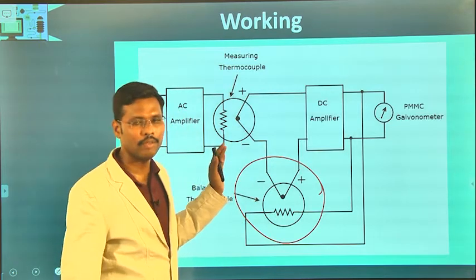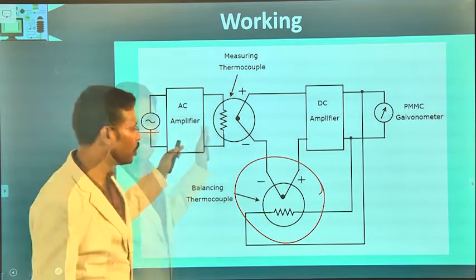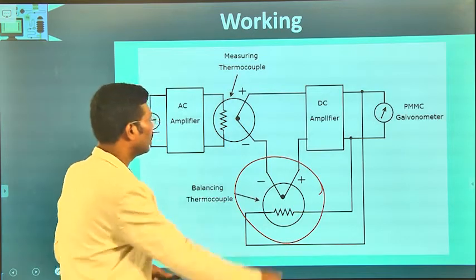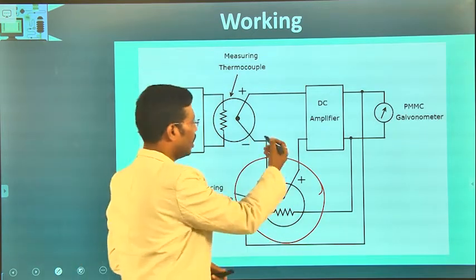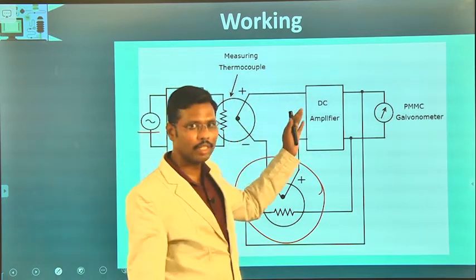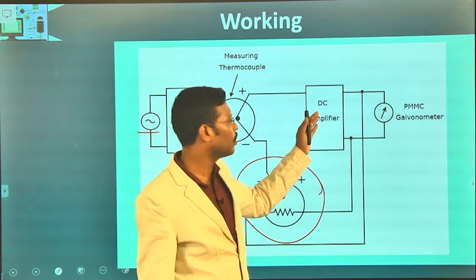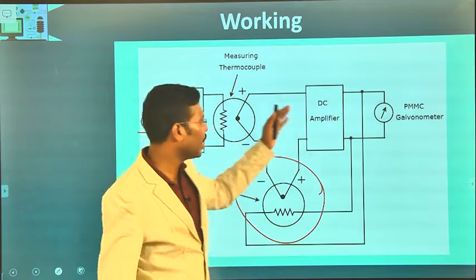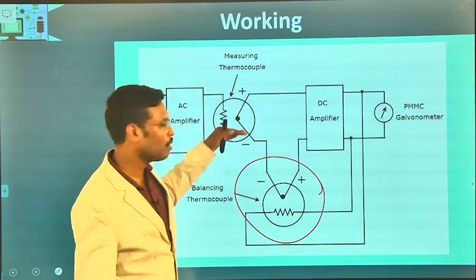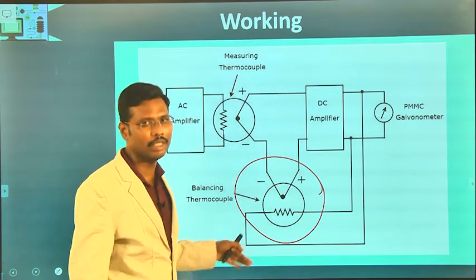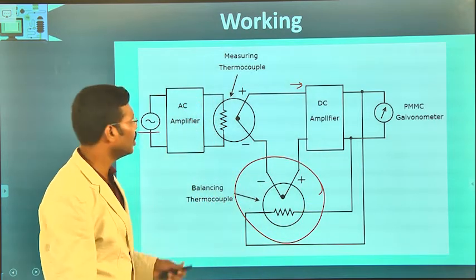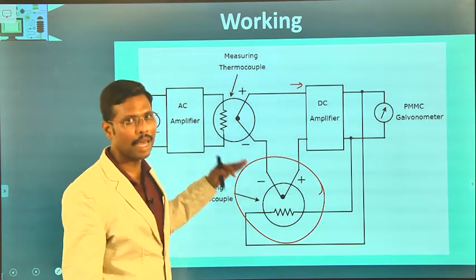So, in the initial case, when there is no input signal applied to the instrument, the temperature will be a normal temperature or room temperature. So, the thermocouple will give the signal to the amplifier, and the amplifier will amplify the input signal coming to it, and connect it to the PMMC galvanometer. And the input to this amplifier is nothing but the difference between the voltages or parameters measured by this measuring thermocouple and balancing thermocouple. The input to this DC amplifier is the difference between the outputs of the measuring thermocouple and balancing thermocouple.